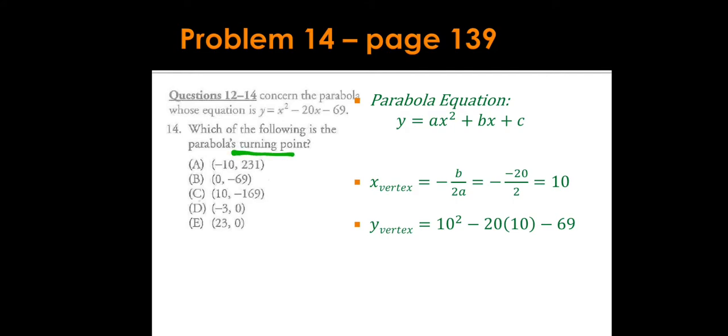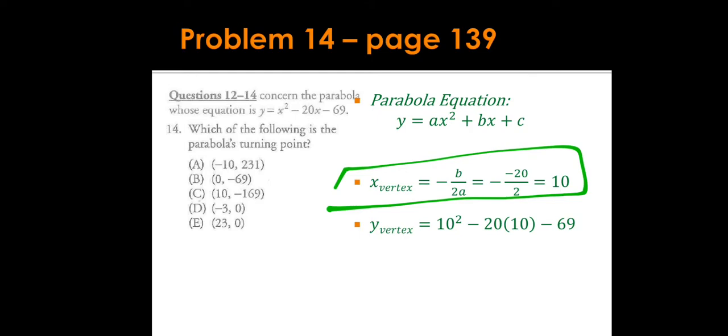Okay, so I need to find x vertex and I need to find y vertex. X vertex, by definition, is negative b over 2a. We took that as a formula, so I just apply it here. X vertex is negative b over 2a, and it is 10. Now I substitute the 10 in the equation of the parabola, and it will give me the y vertex.